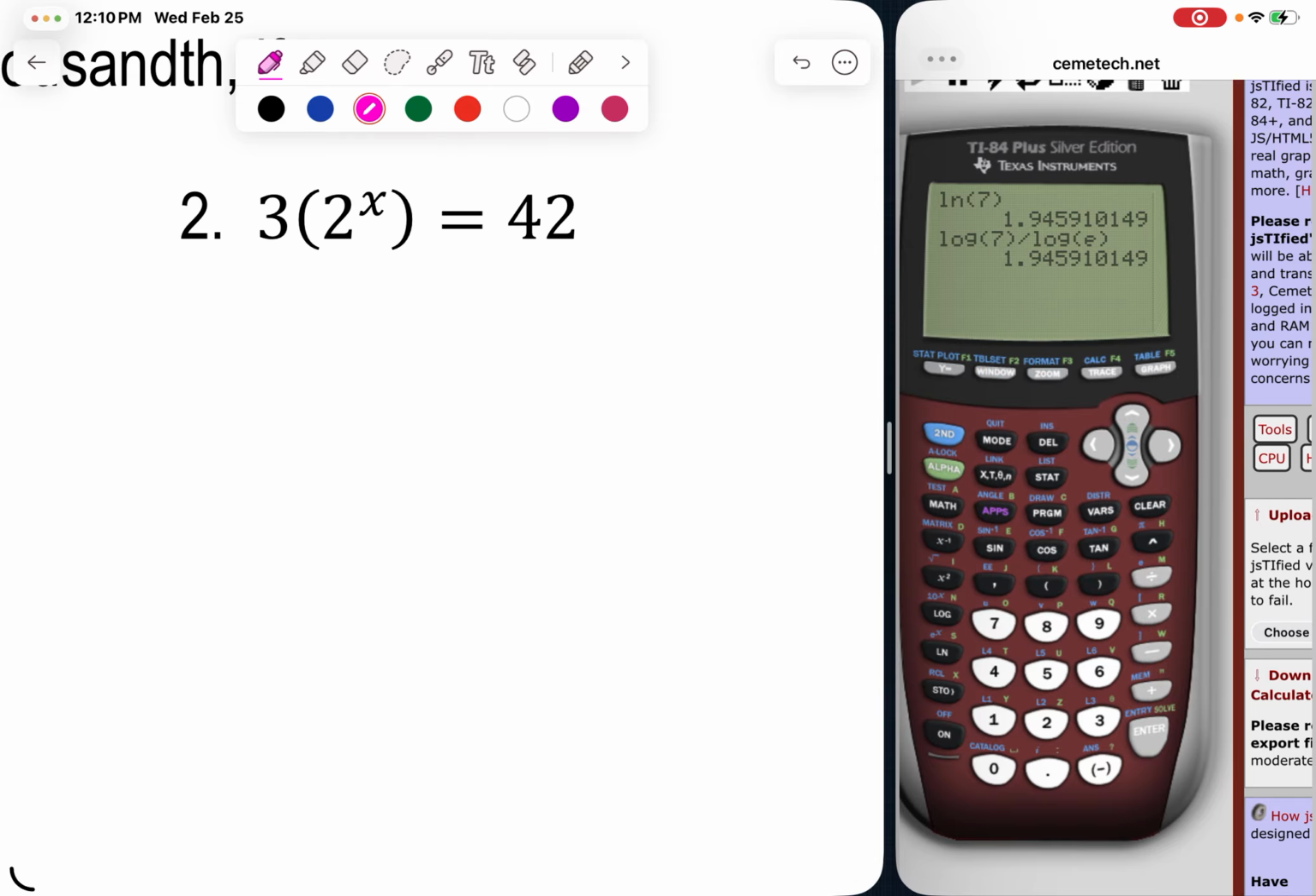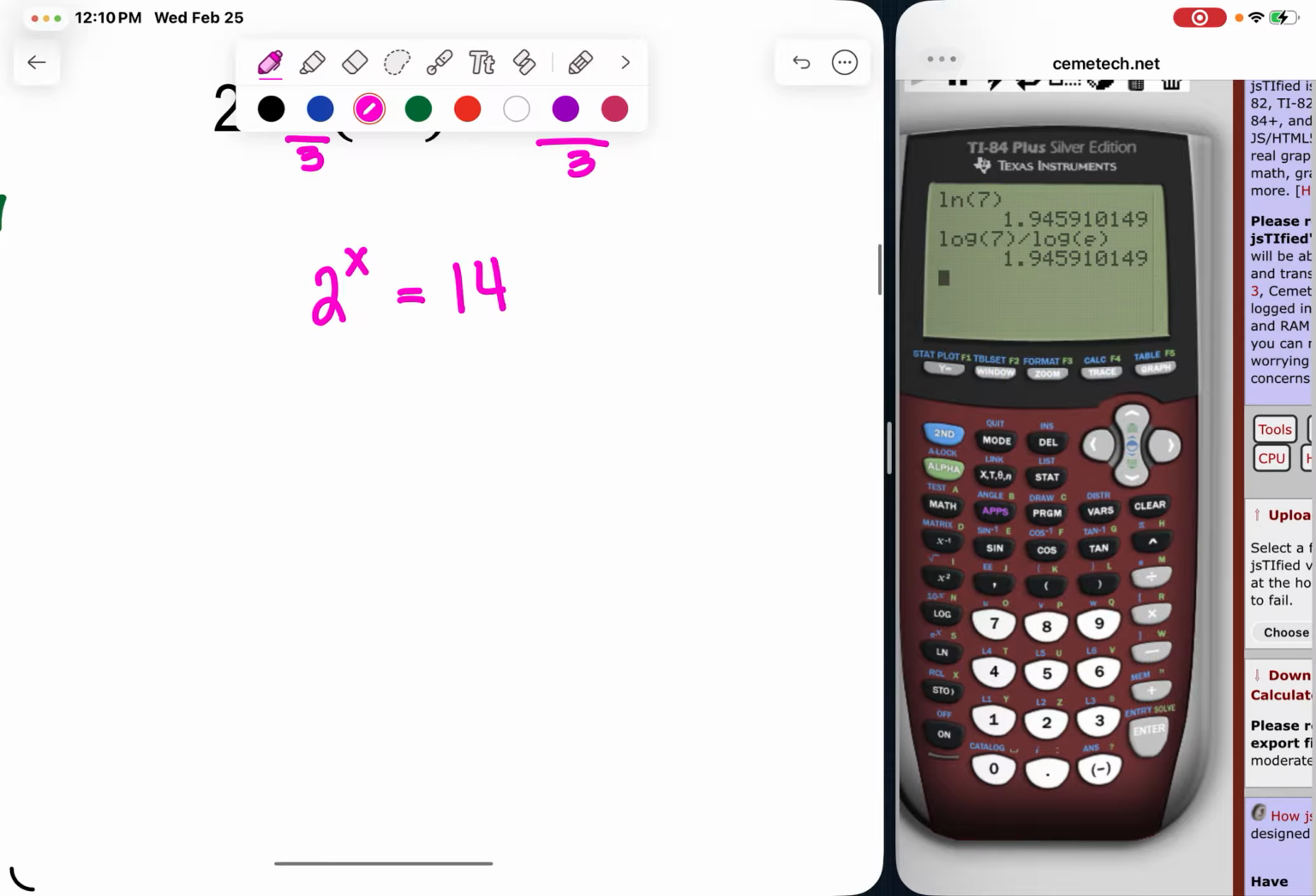All right, so this right here, my exponential function is not isolated, so the first thing I'm going to do is divide by 3, and we get 2 to the x power equals 14. So I cannot rewrite 2 and 14 to have the same base because I can't write 14 as a base of 2. So I am going to rewrite in exponential form.